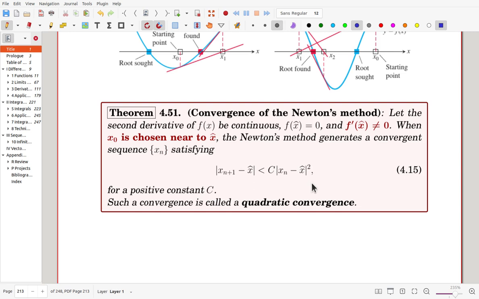Newton method is very fast, and usually we say that it is a quadratic convergence, and because of that inequality.